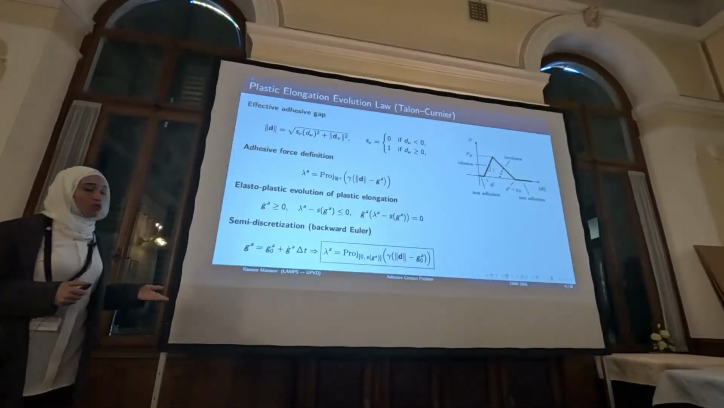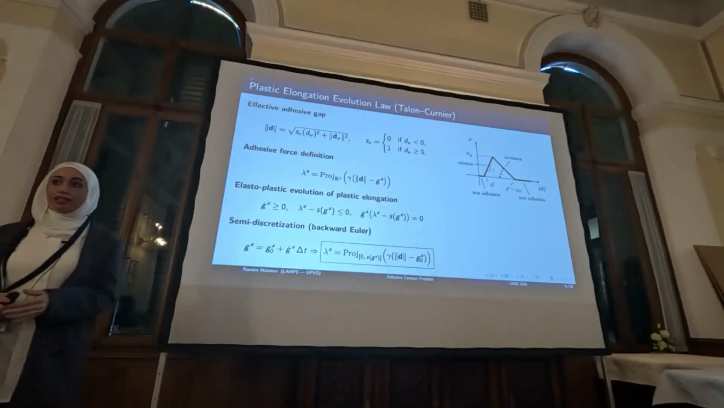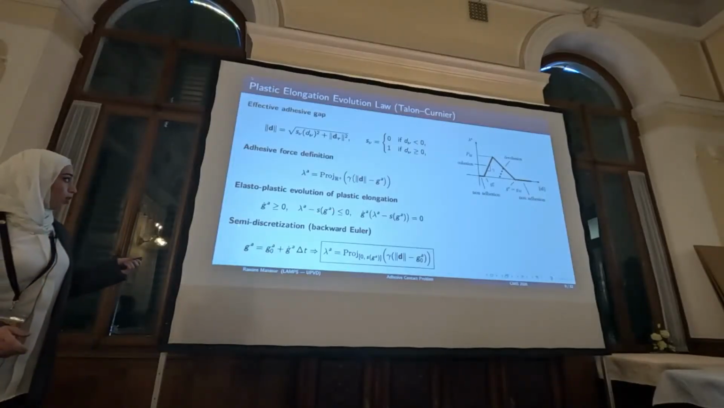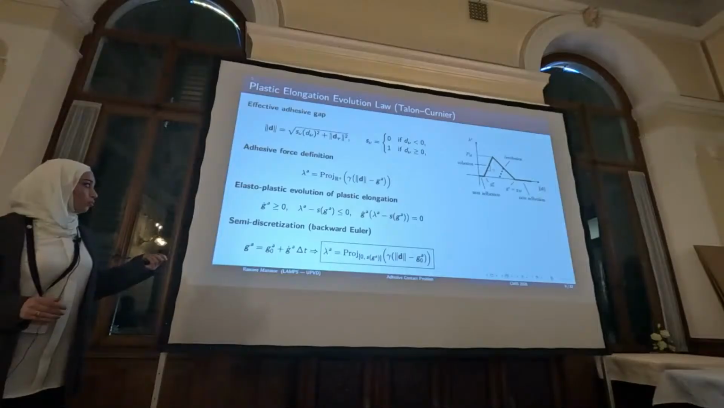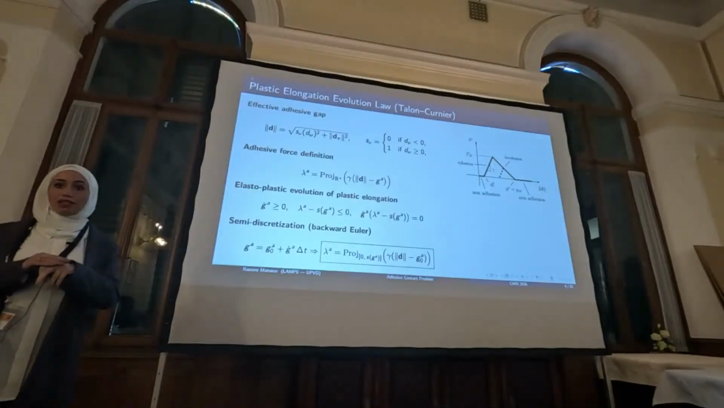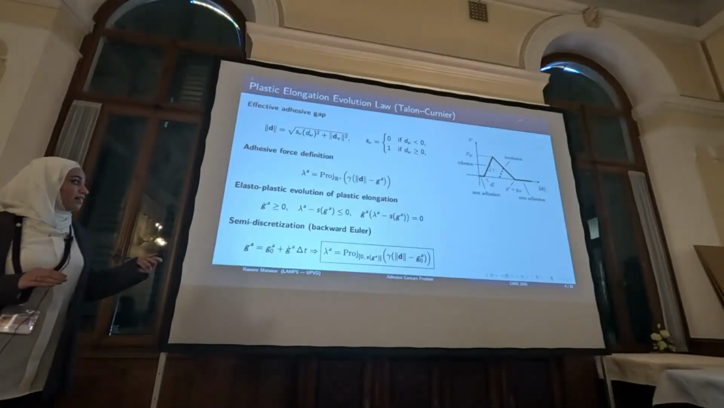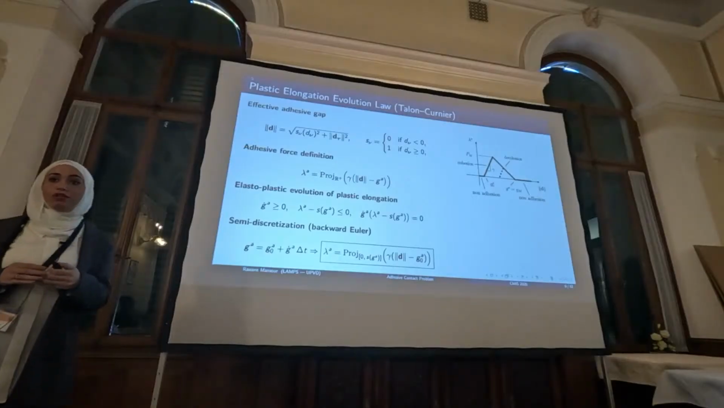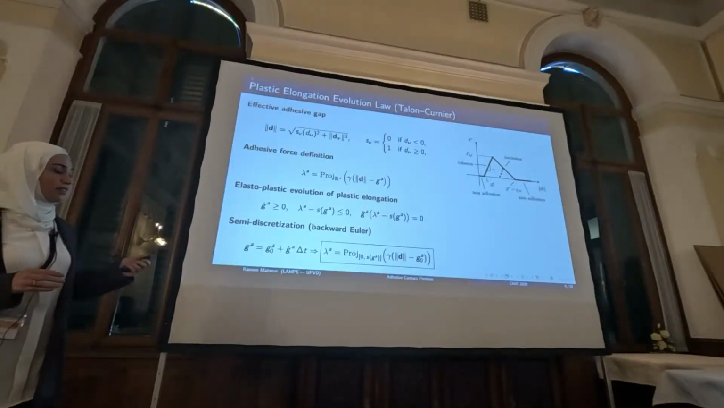The plastic evolution of the internal variable GA is given by the complementarity system. One, it can only increase. Two, the adhesive force remains below the decreasing S of GA. Three, plastic stretch starts evolving only when this limit is reached.